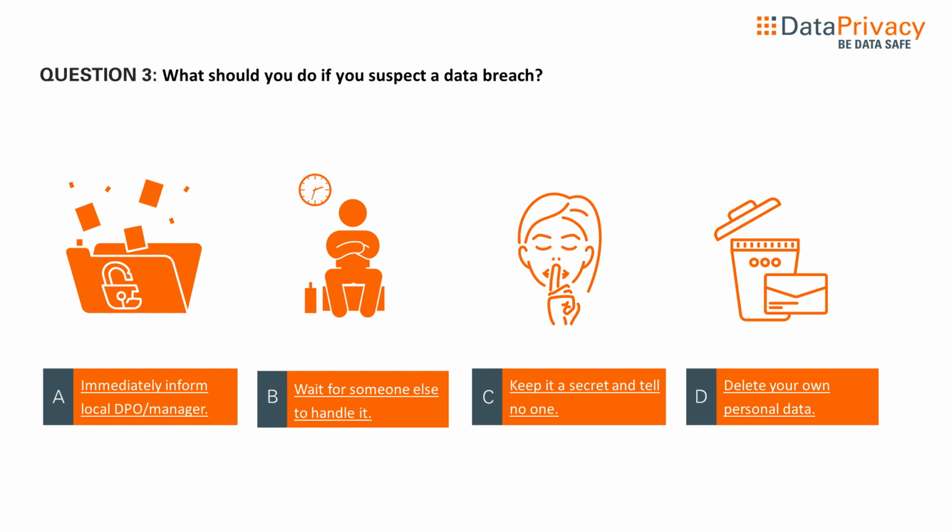Question 3. What should you do if you suspect a data breach? A. Immediately inform local data privacy officer or manager. B. Wait for someone else to handle it. C. Keep it a secret and tell no one. And D. Delete your own personal data.